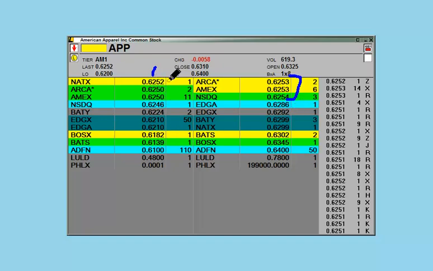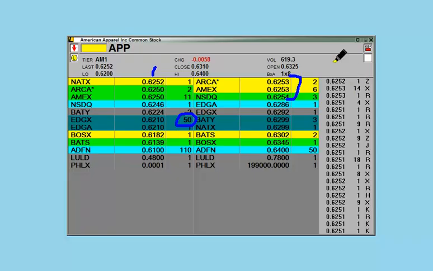Progress over here on the bid. Now you have somebody that's willing to pay 62.52. You can see how many shares they want. This person wants 100 shares right here. This person wants 1,100 shares. Right here, 5,000 shares they'd want down at 0.621.